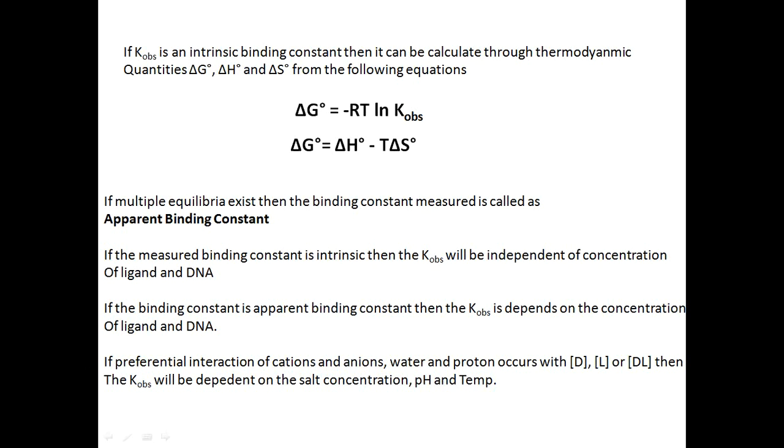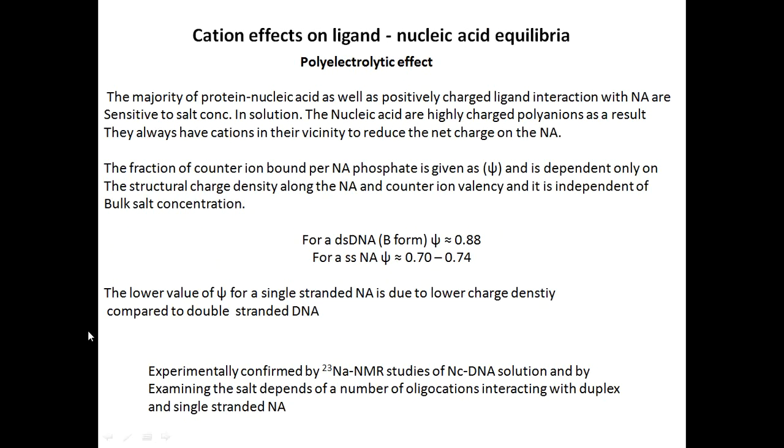If preferential interaction of cations, anions, water and protons occurs with the DNA, ligand and the DNA-ligand complex, then K_obs will depend on the salt concentration, pH and temperature. That is, if there are specific interactions of the cation with the DNA as well as the DNA-ligand complex, then the apparent binding constant will definitely be influenced by the salt concentration, pH and temperature. So this we have already studied, how these salt concentrations will have an effect based upon the cationic nature. So the cationic effect on ligand: how this cation affects the ligand-nucleic acid equilibrium, that we'll see. That is based upon a concept called the polyelectrolyte effect.